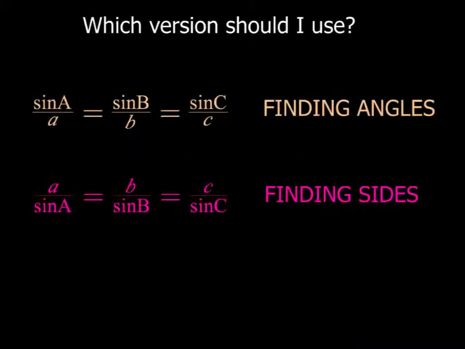Now, back to our versions. Which version should you use? Depending on what you're trying to find, it's easier when you put the angle data on the top if you're trying to find angle stuff. However, if you're trying to find sides, you would want to use the A over sine A, B over sine B, C over sine C version of the formula.